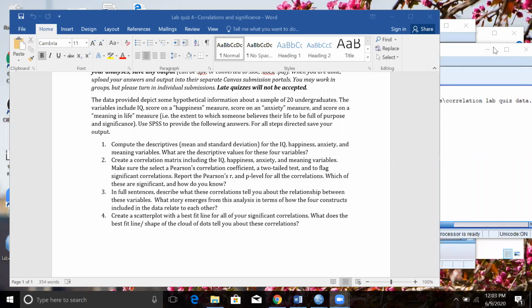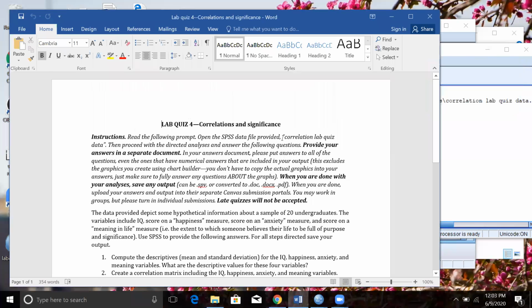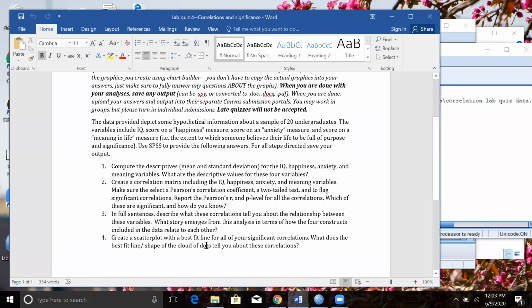So for this lab quiz, we'll be focusing on a Pearson's R correlational analysis, which again is quite simple, and interpreting its significance. So we've got a series of variables, and we're going to do a bunch of Pearson's R's to enable us to look at different sorts of correlations. So here's our prompt. The data provided depicts some hypothetical information about a sample of 20 undergraduates. The variables include IQ, score on a happiness measure, score on an anxiety measure, and score on a meaning in life measure. So we're going to use SPSS to do a series of analyses.